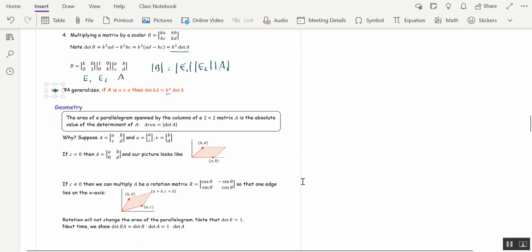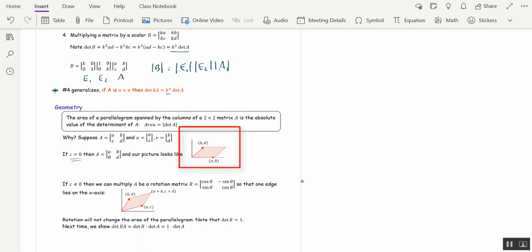Last topic, geometry. The area of a parallelogram spanned by the columns of a 2 by 2 matrix is the absolute value of the determinant. So let's see why that works. We've got a generic matrix A, B, C, D, and it's got 2 columns, and those span a parallelogram. Suppose in the special case that C is 0, then our picture is going to look like this.